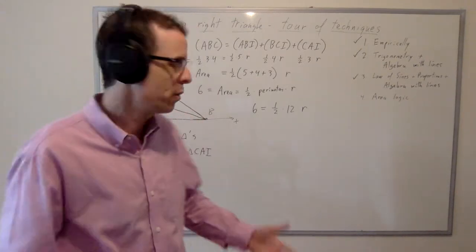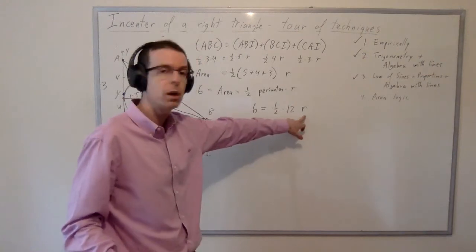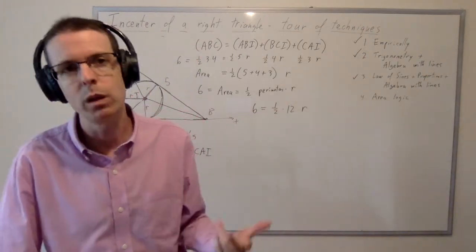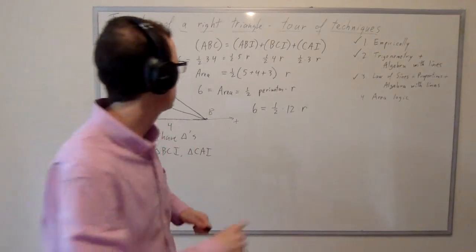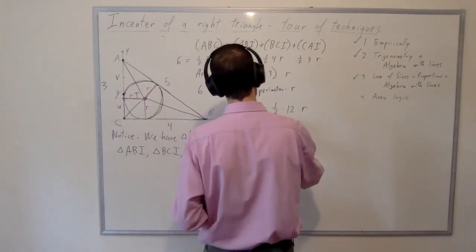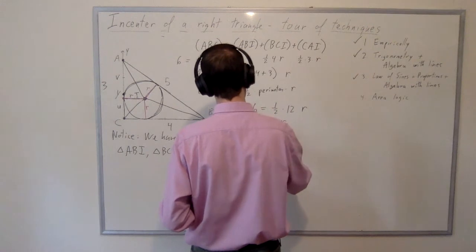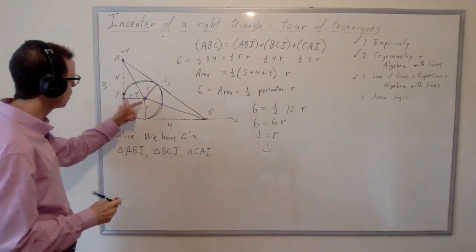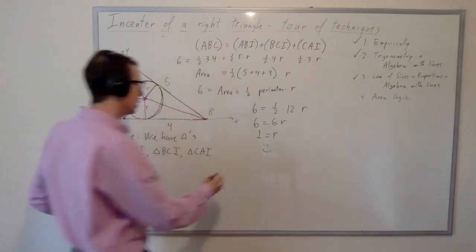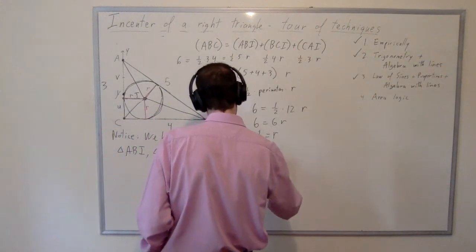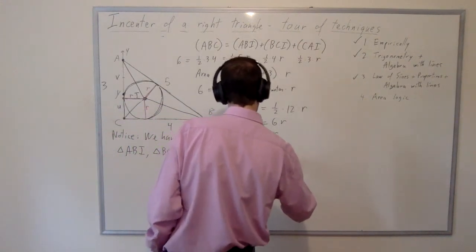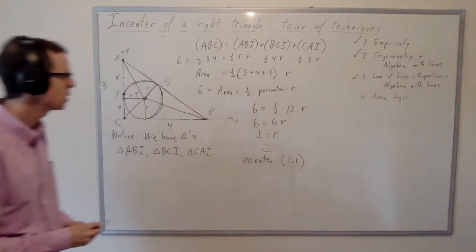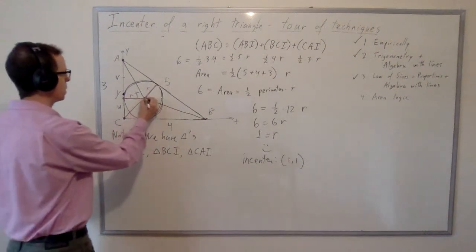But see, that's what I'm doing, right? We get a formula for the area in terms of the inradius, and the inradius is the only thing I don't know in this equation. And so we get 6 equals 6r, r equals 1, and that's what we were trying to figure out. On the basis that r is equal to 1, it's pretty obvious that the coordinates of the incenter are simply 1, 1. So that gives us the coordinates of the incenter.